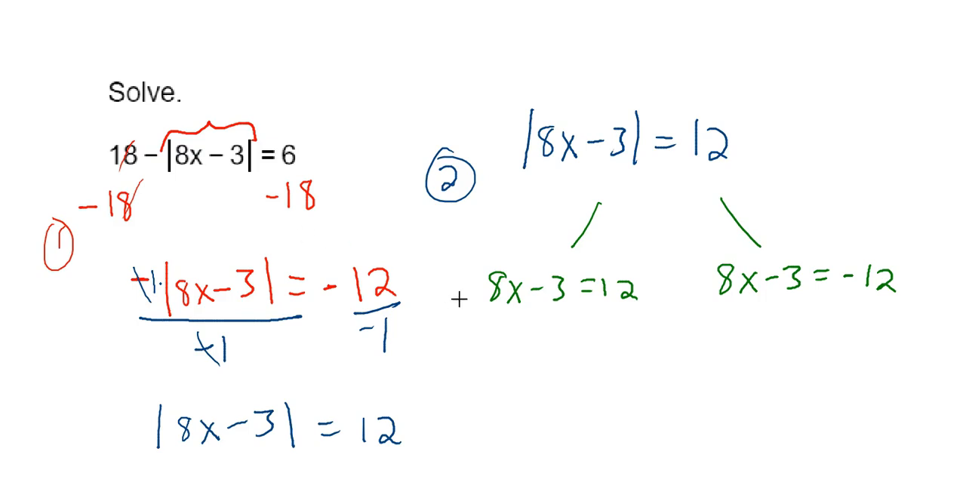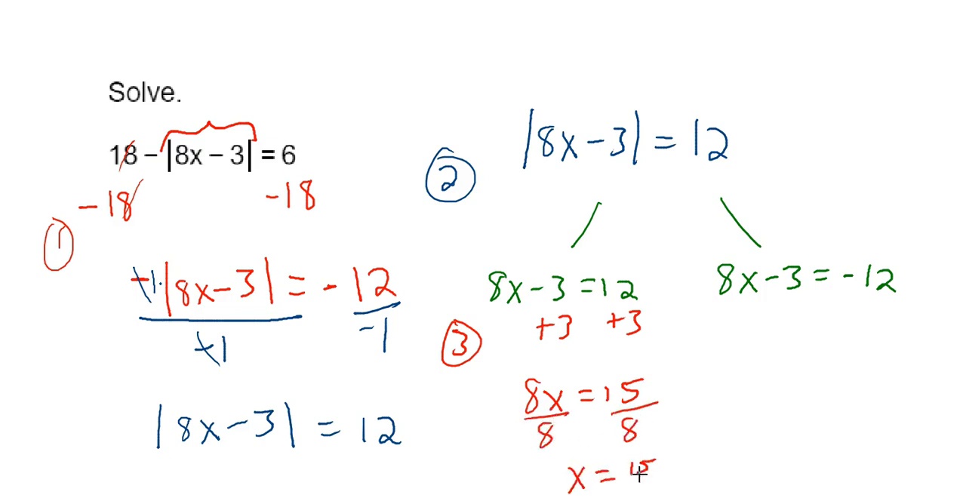And then step 3, we will solve this for x. We'll add 3 to both sides, so we get 8x is equal to 15, and then we'll divide by 8 on both sides. And we get x is equal to 15 over 8 for our first solution.